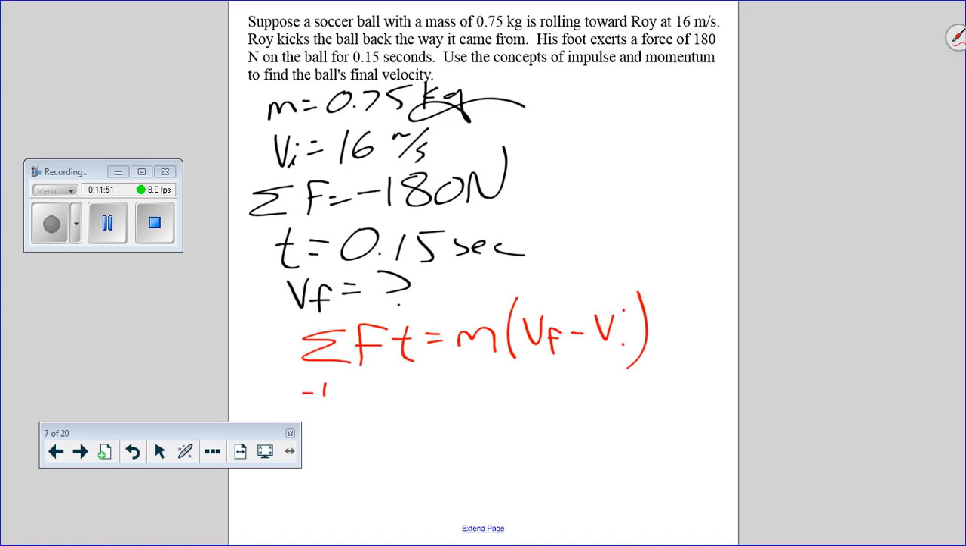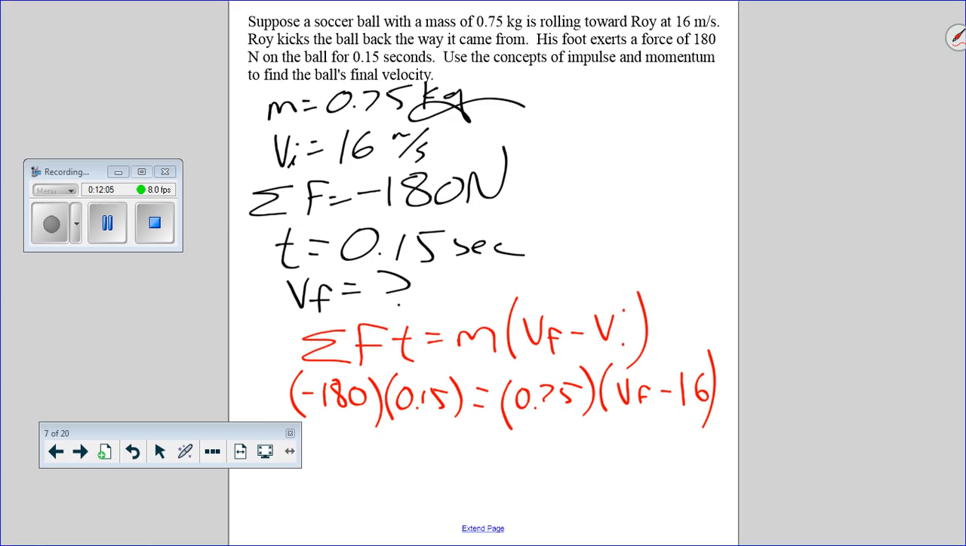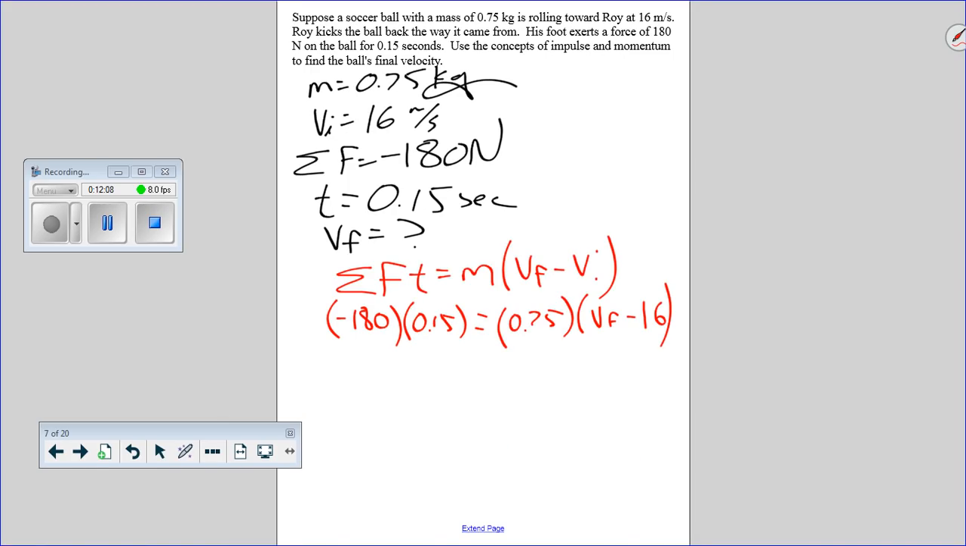So our net force is negative 180. Our time is 0.15 equals our mass, which is 0.75, times Vf minus Vi. Okay, and solve it. 180 times 0.15 gives you negative 27 equals 0.75 times Vf minus 16. At this point you've got two choices. For whatever reason, I always see that students like to distribute this, which if you want to do that, cool. That is not how I usually do it though, because that feels like extra steps to me.